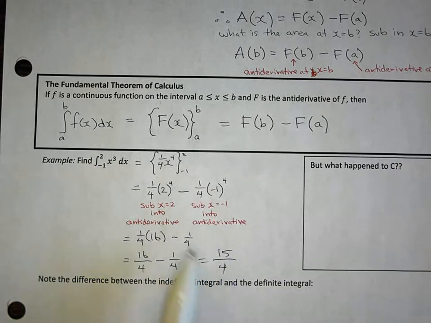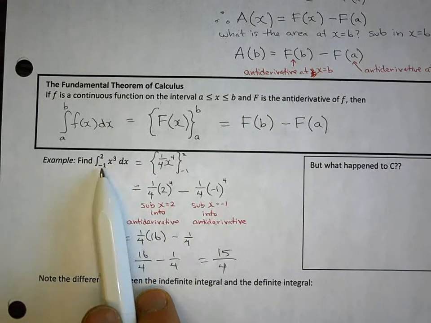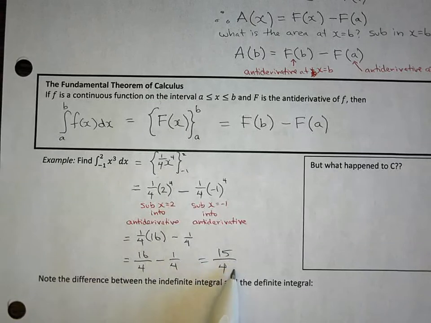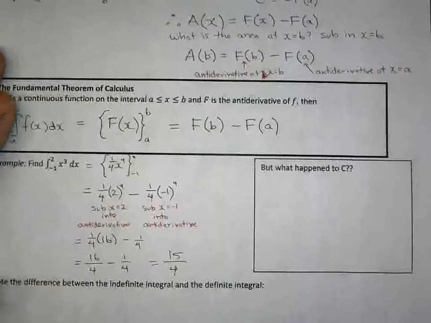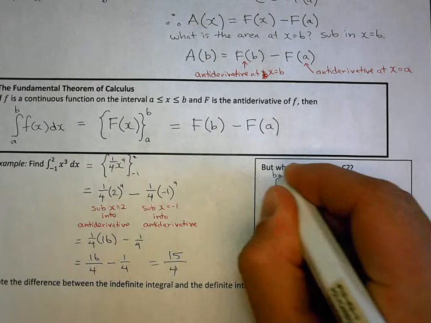Look, this integral, remember I talked about it, this is called a definite integral when it has bounds like this, and the answer is always a number. If you're curious, what happened to c? I missed writing out the c. Well, let's look at it.